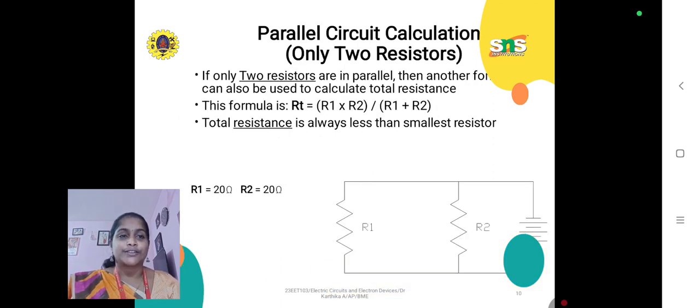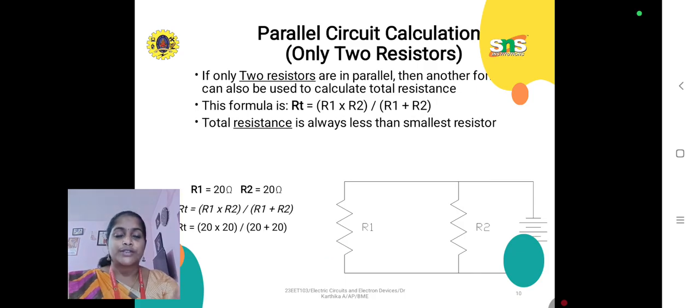Next one is parallel circuit calculation with only two resistors. If only two resistors are in parallel, then we can calculate total resistance using the formula RT equal to R1 multiplied by R2 divided by R1 plus R2. Here the total resistance is always less than the smallest resistor. Substitute R1, R2 values in RT. We will get the RT value as 10 ohms.